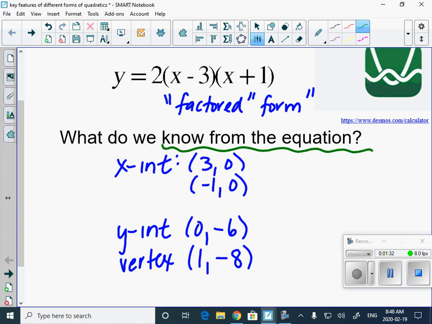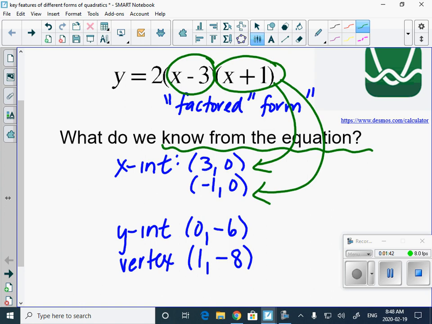So in factored form, I can see my x-intercepts. Always, when things are in brackets, that sign is opposite to what you might expect. So I've got x-intercepts of +3 and -1 directly from that equation. What else do we know? We know that the step pattern on that parabola should be opening up, and it should be a vertical stretch factor 2.